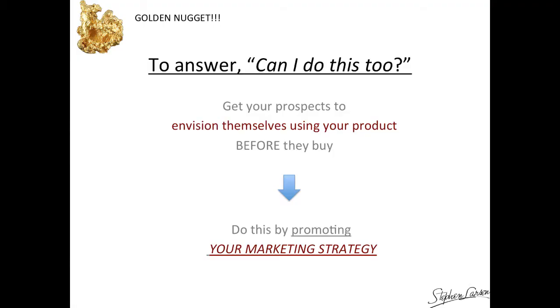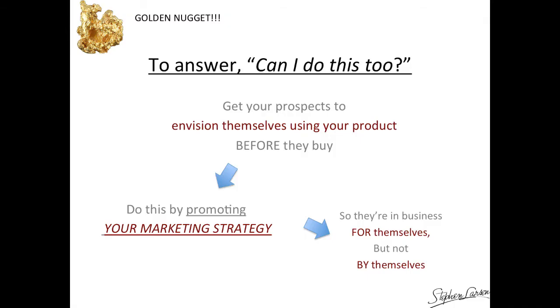This is a big, long one, okay? And here it is, here's the golden nugget. The best way to help someone envision themselves inside of your business is to promote your marketing strategy. If you can do that, that's the key. Show people the exact system that you use to build your business. Show people the list. Show people the security they're gonna have when they get in. Hey, we got a plan for you. You know what I mean? That way, when they get in business for themselves, they're not in business by themselves.